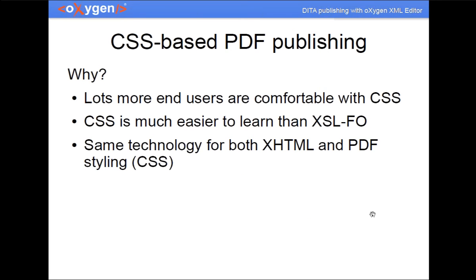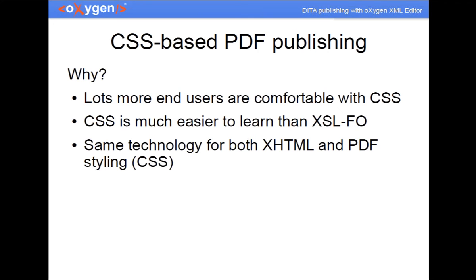Now, let's move from the WebHelp to PDF, and let's talk about a different kind of generating PDF, one that is based on CSS. By default, the Open Toolkit comes with a PDF output, which is based on XSL formatting objects. So the question would be, why would a new PDF transformation be needed?